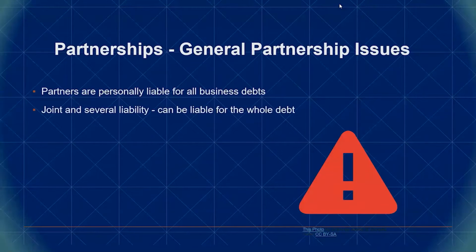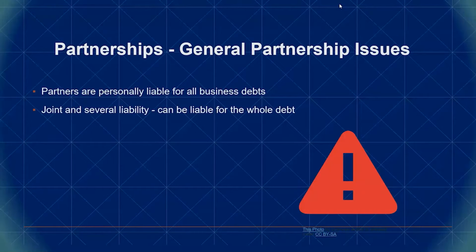So let's talk about general partnerships. I mentioned you need to be careful and you need to be cautious if you're forming a general partnership. A lot of families enter into general partnership arrangements not really understanding what they're getting into. A partner in a general partnership is personally liable for all business debts incurred by the partnership, even if they didn't agree to be liable for it.